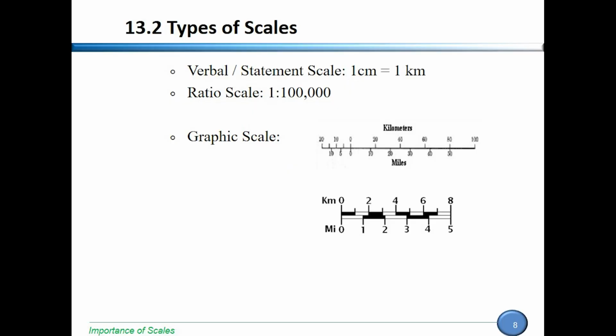Generally there are three types of scales. Number 1, the verbal scale or the statement scale. If you look at the maps, at the bottom or on the top, it is clearly written, like 1 centimeter is equal to 1 kilometer, or else 1 inch is equal to 1 mile. So, the verbal statement is represented in the form of written text. That is the first form of scale, the verbal or statement scale.